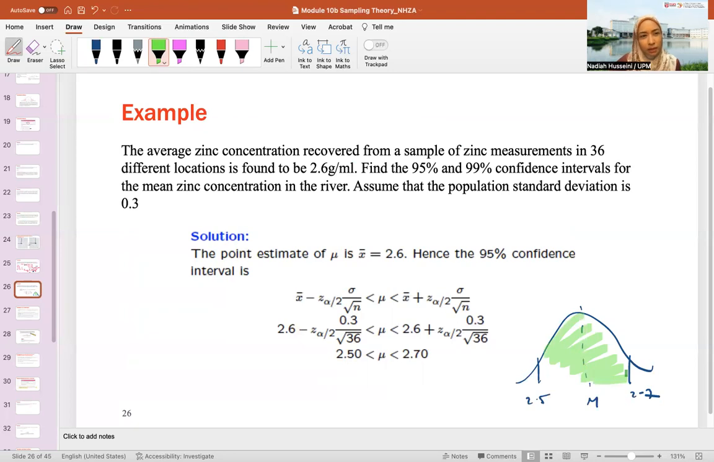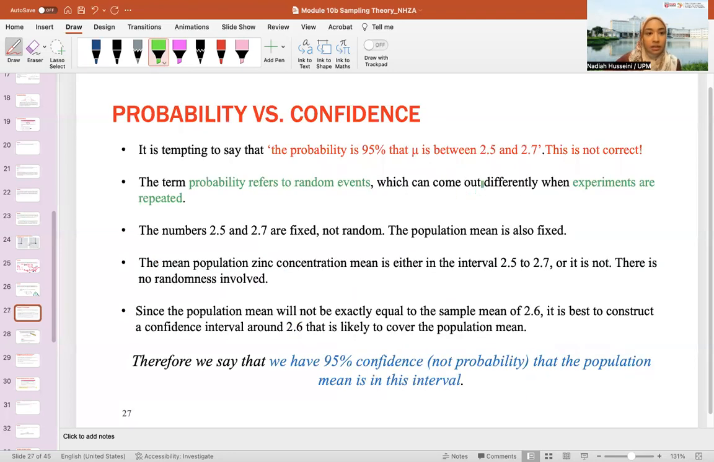So it looks a lot like probability, but in reality, it is not probability because probability refers to random events, which can come out differently when experiments are repeated. Remember that we have variations between samples. The first sample can be 2.5, the second sample can be 2.55. They have the difference depending on the sample that you take.